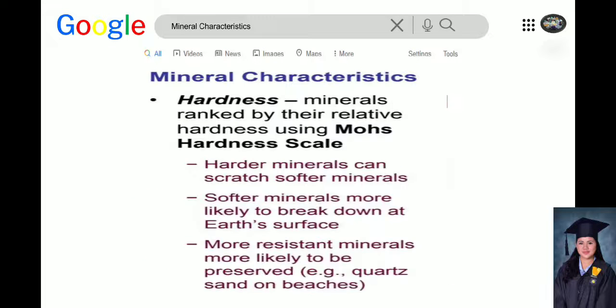Next slide. Hardness. Minerals are ranked by their relative hardness using the Mohs hardness scale. A harder mineral can scratch softer minerals. Soft minerals are more likely to break down at Earth's surface, while more resistant minerals are more likely to be preserved, like quartz sand on beaches.